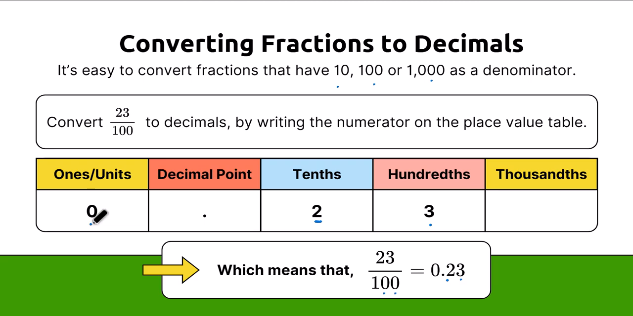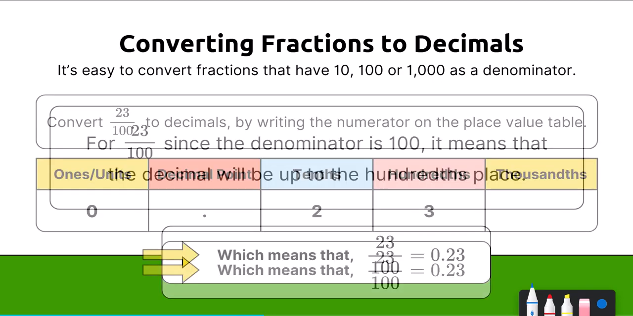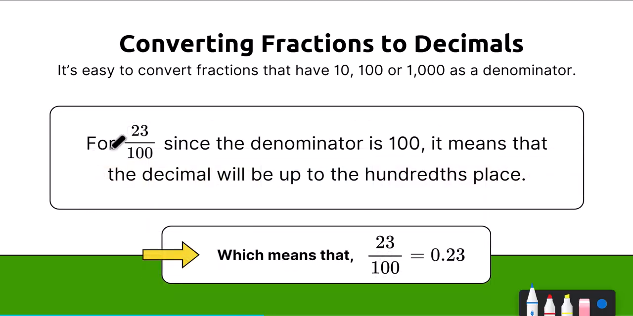For example, you can see 0 will be ones or units, then your decimal point will come, and then you will write 23 because you have the value of hundredths here. If you have a value in thousandths, you will start from the thousandths column. So your answer will be 0.23. Here is another way to write it: after the decimal you need to write 2 digits, as you have 2 zeros in the denominator. For 23 upon 100, since the denominator is 100, the decimal will be up to the hundredths place.